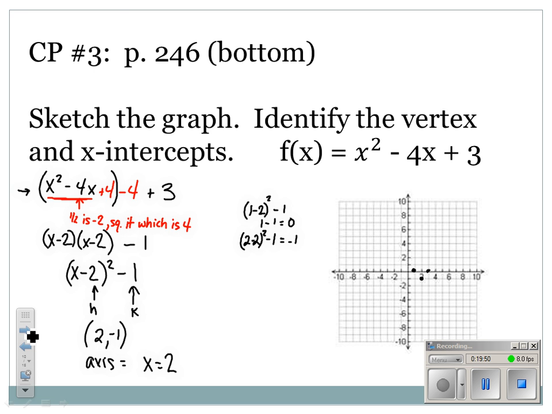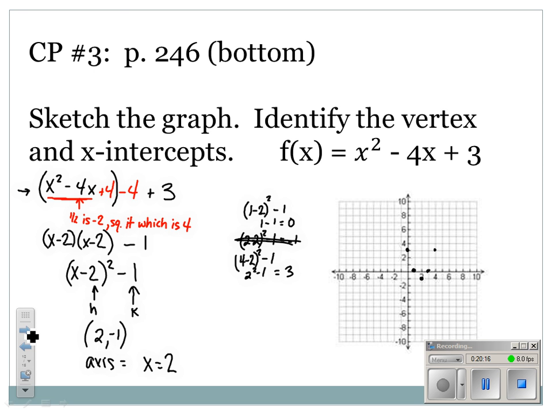Oh, we had (2, negative 1) already. Sorry, I've got to go to 4. I need to put a 4 in. Nix that. 4 minus 2, squared, minus 1. Now 2 squared minus 1 gives us 3. So when we put 4 in, we're going to get 3. And if you put 0 in, you're going to get the same thing.